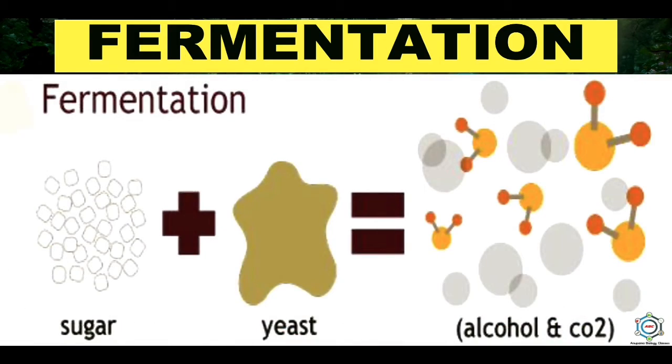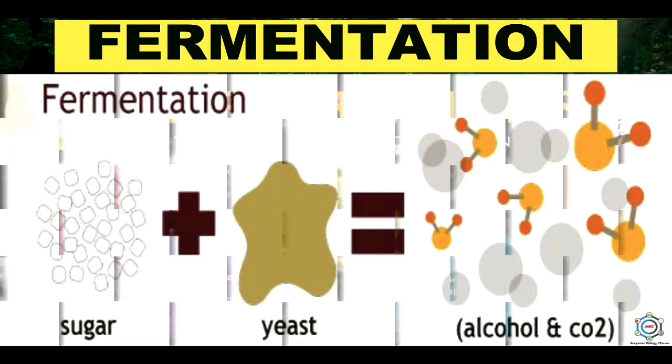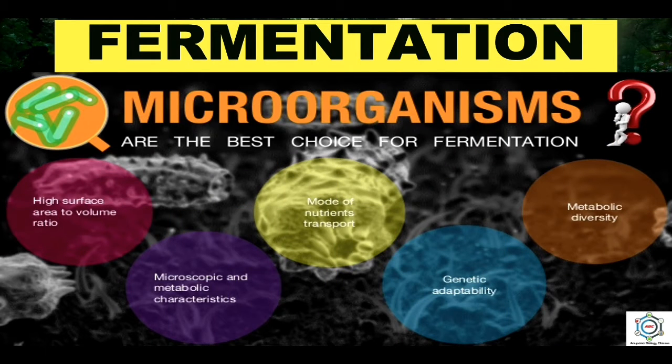Many microorganisms such as fungi and bacteria can grow and flourish in the complete absence of oxygen. Such microorganisms can utilize sugar to convert it into ethanol and evolve carbon dioxide. The overall equation for fermentation, as described by the French chemist Gay-Lussac in 1815, is, here you can see, sugar plus yeast, which forms alcohol and carbon dioxide. So, the process of fermentation is a form of anaerobic respiration carried out by some microorganisms.